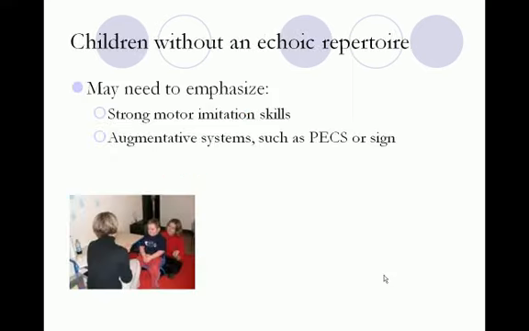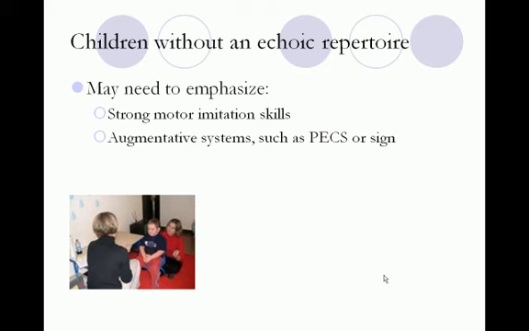Children without an echoic repertoire may need to emphasize, this is what we may need to do if you note that we don't see a strong echoic repertoire. So we may need to work on motor imitation. There's been demonstrated to be a link between fine motor imitation and language. But also, at the same time, we may want to be using some augmentative systems such as PECS or sign to at least get the manding and the other types of operants going.